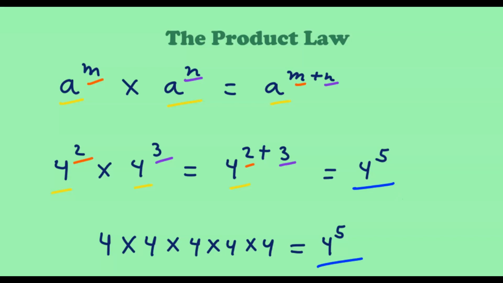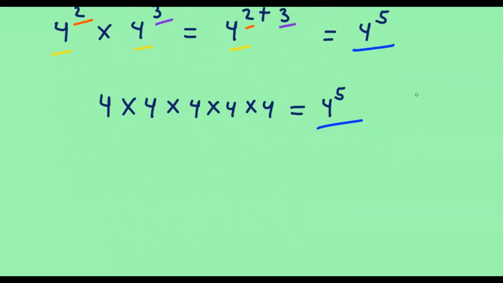Now there are a few things that we need to remember here. The first thing we need to remember is that we do not multiply the bases. So 4 to the power of 2 times 4 to the power of 3 is not equal to 4 times 4, which is 16, to the power of 2 plus 3, which is 5. This is not correct. We do not multiply the bases. That is, the base will remain the same. So we end up with the base 4, and so the correct answer is 4 to the power of 5. We do not multiply the bases.